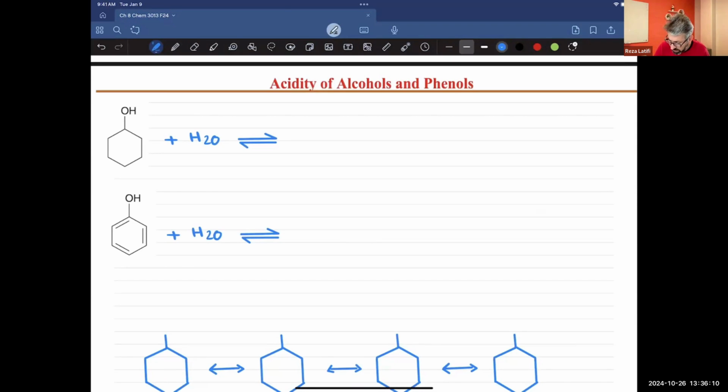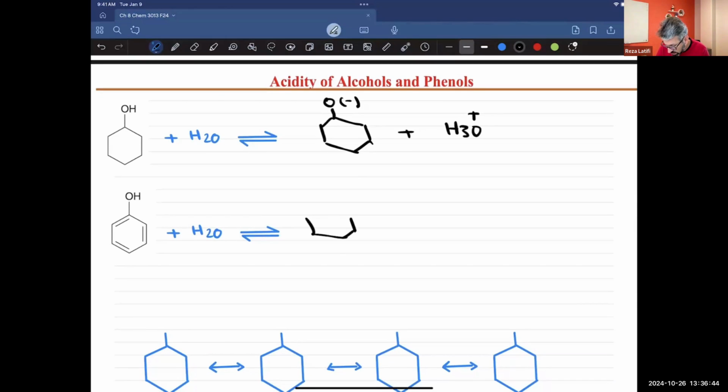For example, if I remove H from it, I get this species with a negative charge plus hydronium ion. This is going to be an alkoxide group, but a cyclic version of it. Now, if you remove H from phenol, phenol is technically an alcohol, but it is attached to a ring, and the ring has a conjugated system, or it has three pi bonds there. And if that happens, we get this compound.